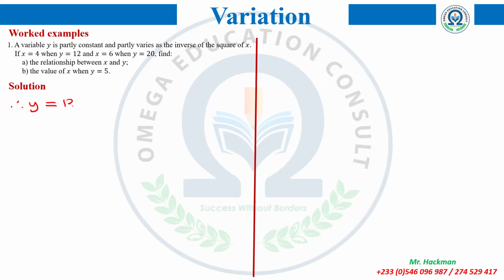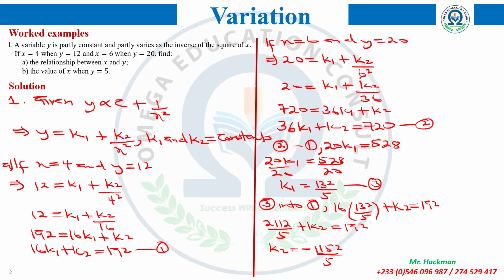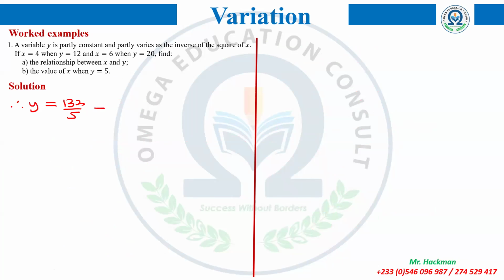132 over 5. Then it will be plus K sub 2 over this, but K sub 2 is negative. So it will now be minus. Do you get it? So it will be minus this over x squared, but we'll deal with this later, simplify it later. So let's move on. So it will be minus, let's go. What's your fraction? Or let me write plus minus.